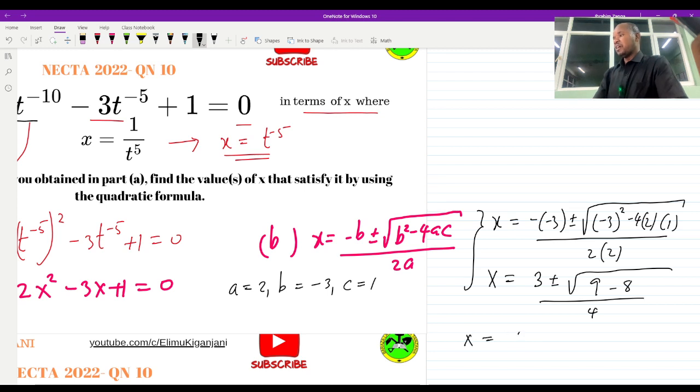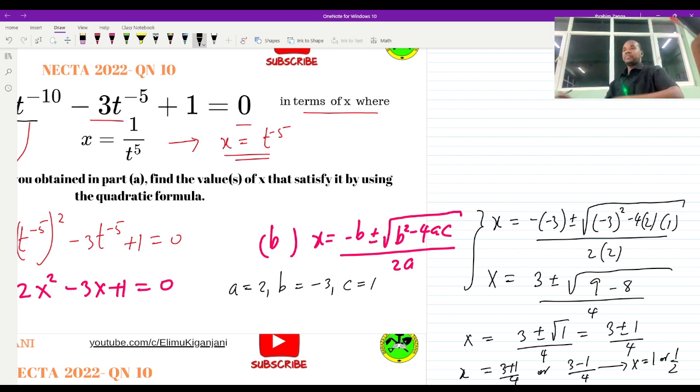We proceed and we'll have 3 plus or minus the square root of 1, over 4. Eventually, this is 3 plus or minus 1 over 4. So x will be (3 plus 1) over 4, or (3 minus 1) over 4. You simplify, you get x equals to 1 or a half. It means 2 over 4.